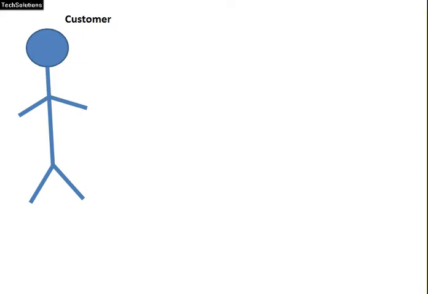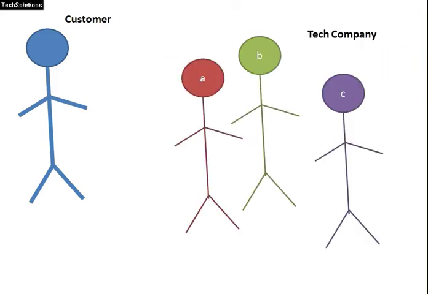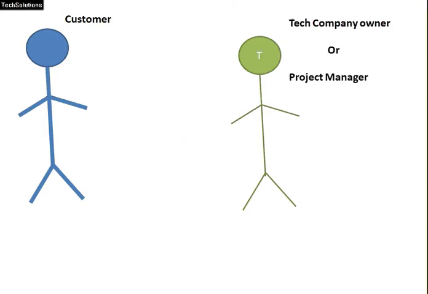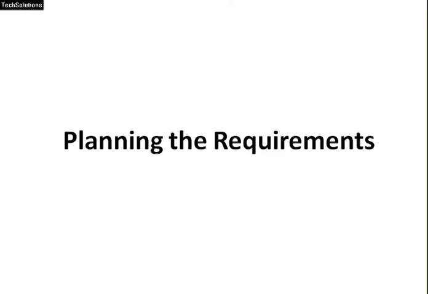The customer is the key person who has the business idea for the application and money to get started. He reaches out to multiple tech companies, then he finds one from them. He contacts this company's owner or project manager, discusses their terms and conditions, signs a deal and accepts the project. This will move to the next phase, planning the requirements.